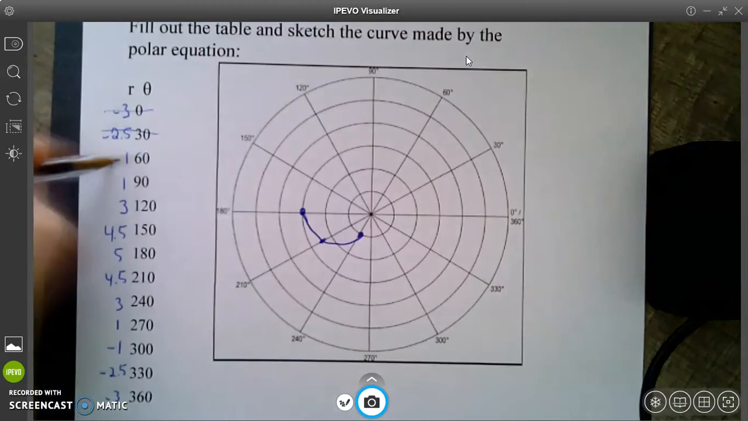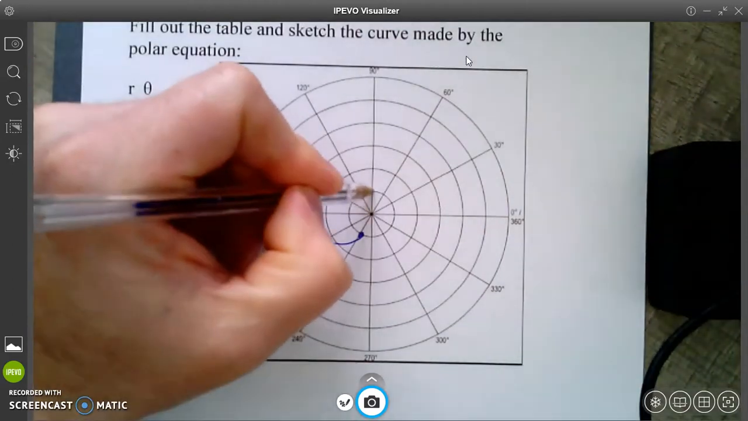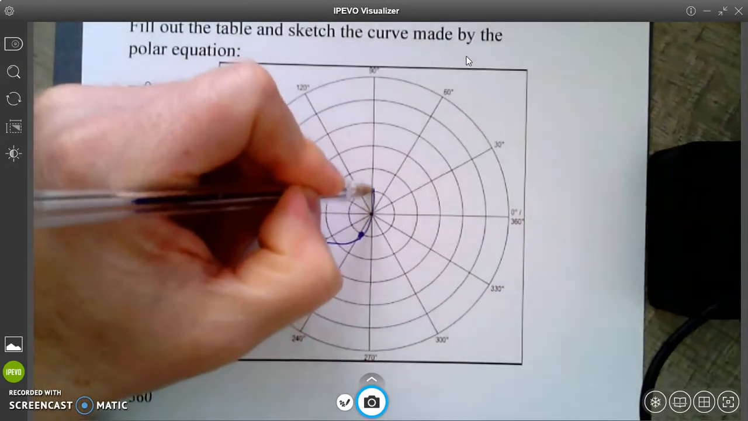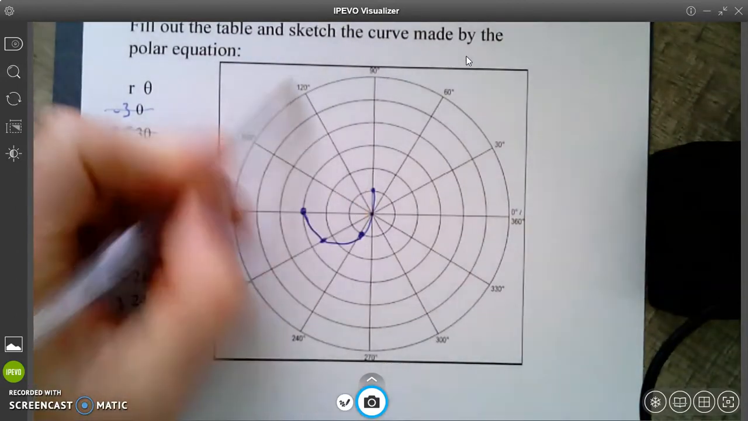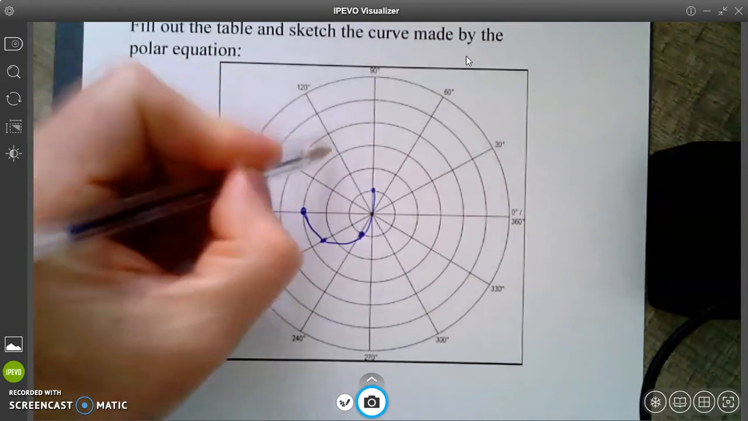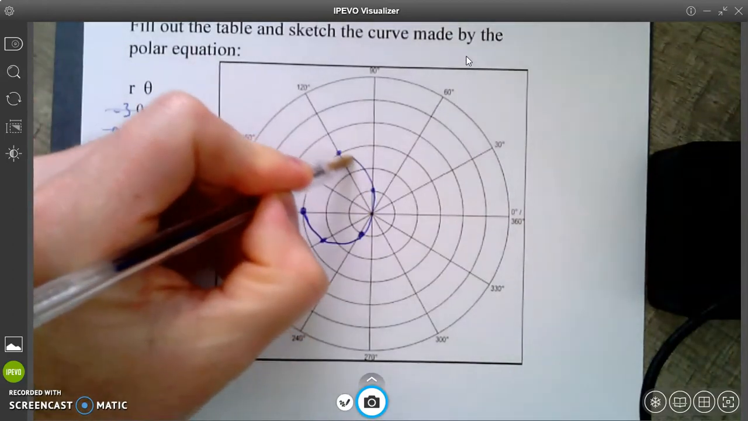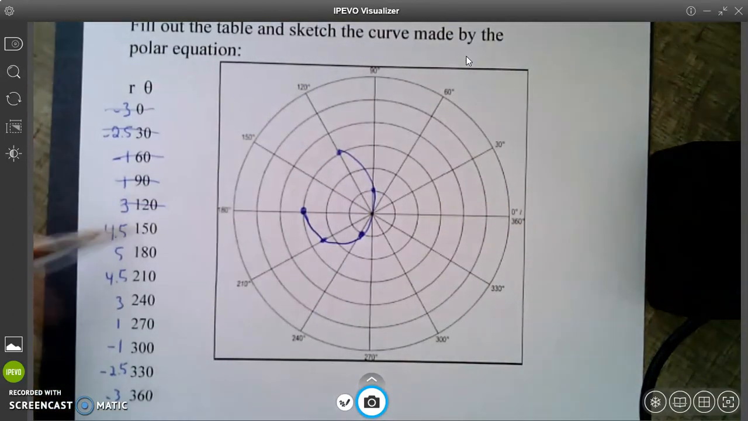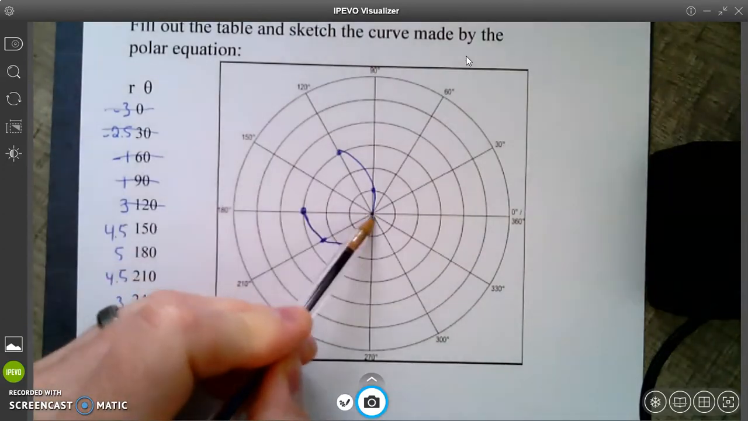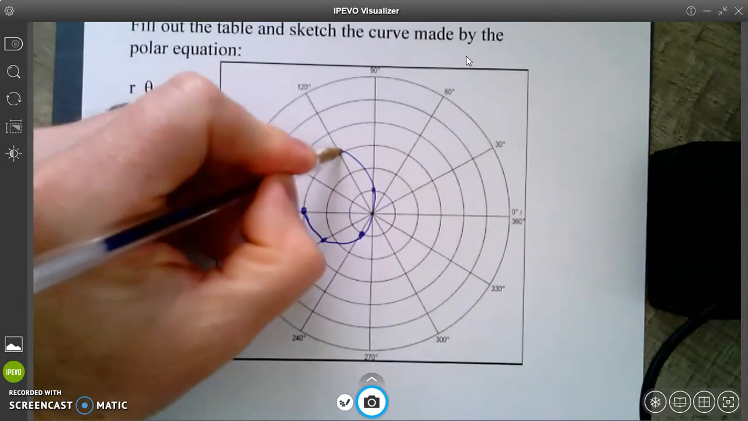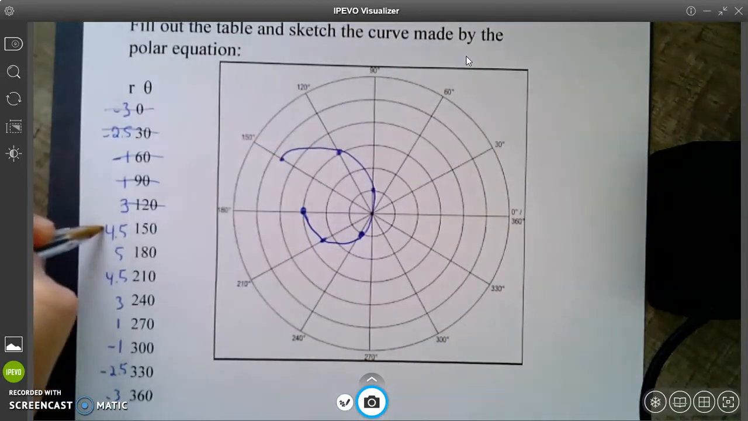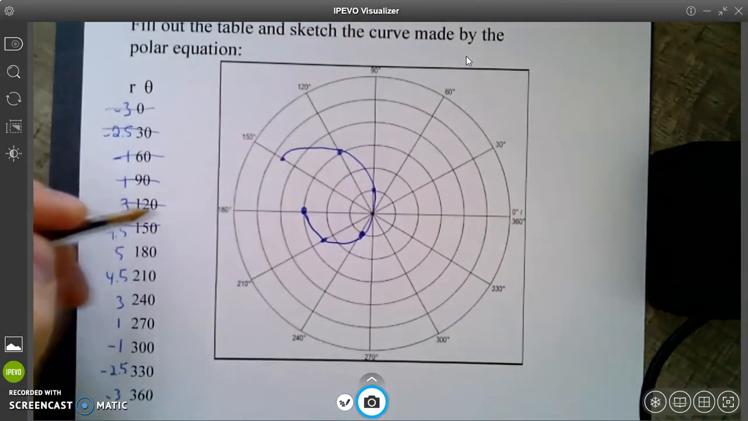Okay. Next, 90 and 1. And 3 and 120. So at 120, 3. 1, 2, 3. 150 and 4.5. 1, 2, 3, 4.5. You guys can keep doing this too, and I'll start to go a little faster here. 180 and 5.